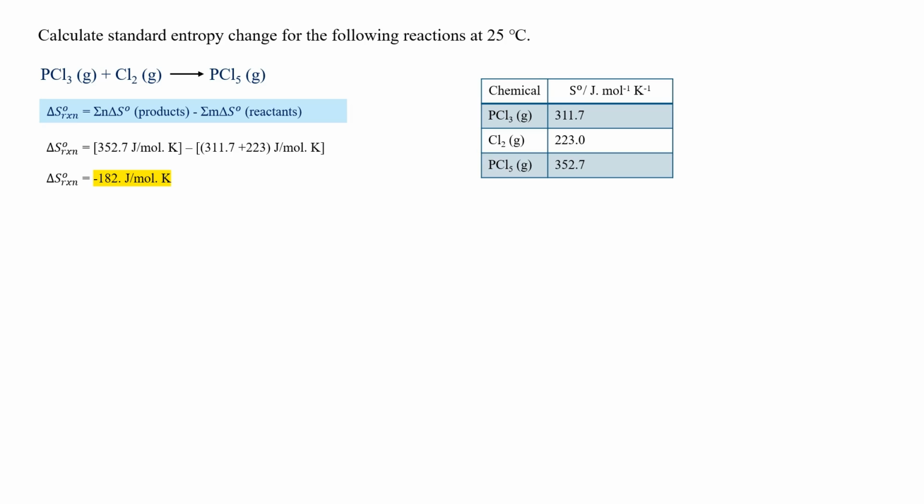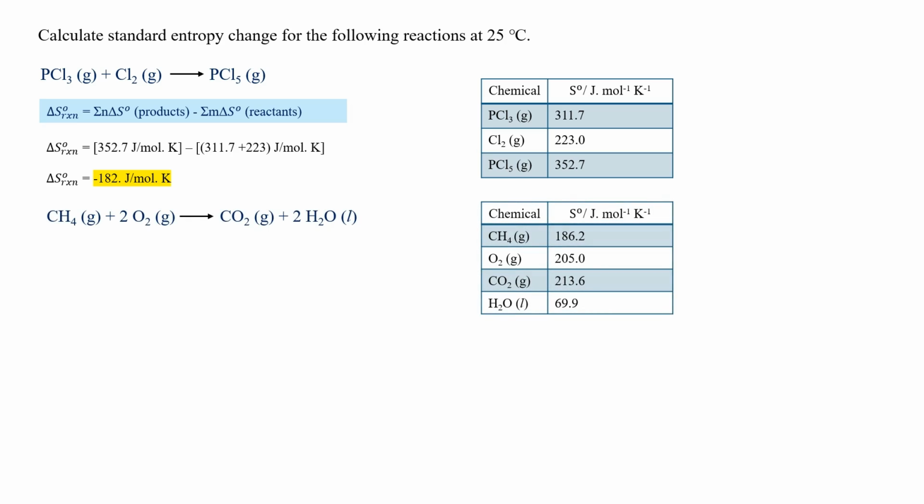Now let's see why the entropy value for this reaction is negative. If you go to the reaction and analyze, PCl3 and Cl2 are gas phase reactants, two molecules. On the product side, only one gas molecule. So the number of gaseous species is decreasing from left to right. Entropy decreases. That is indicated by this negative sign.